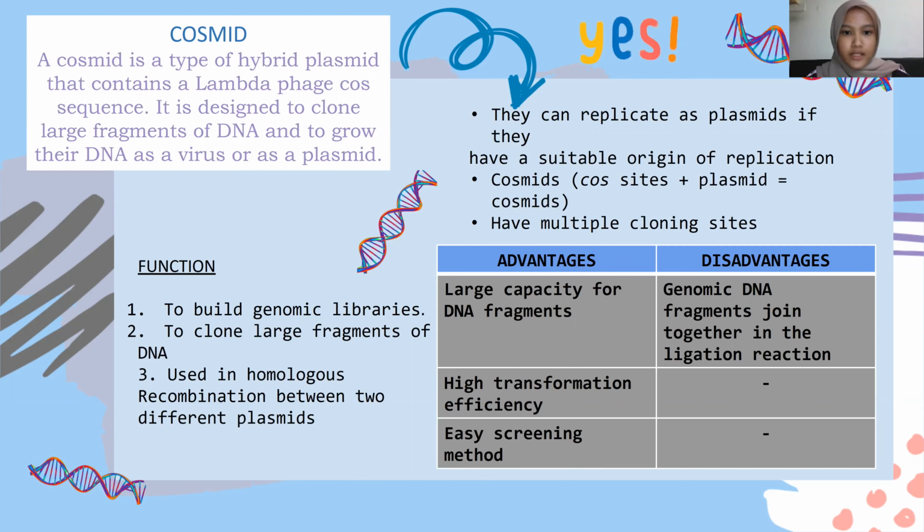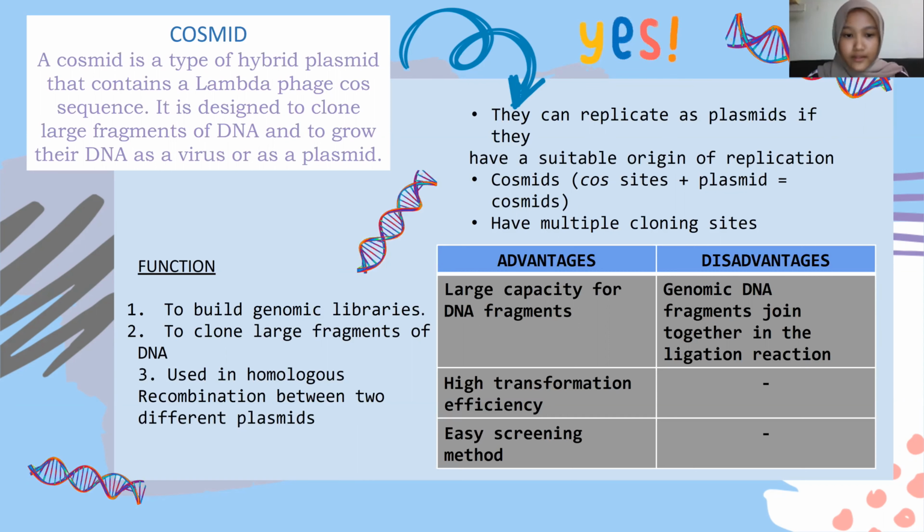Cosmid vectors are very useful tools for establishing gene libraries for a number of different prokaryotic and also eukaryotic species. It is just like a plasmid, but it has multiple cloning sites and 2 cos sites to be exact. I am going to move on to the functions.